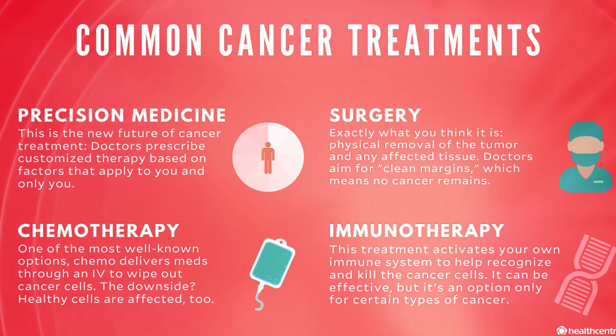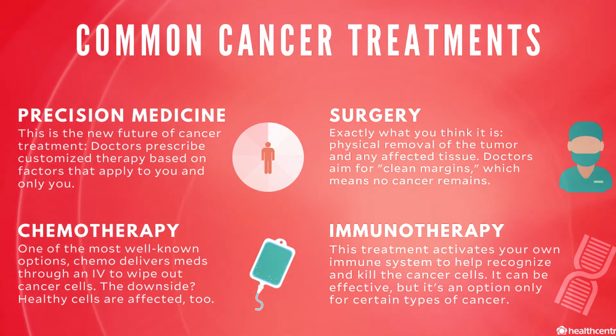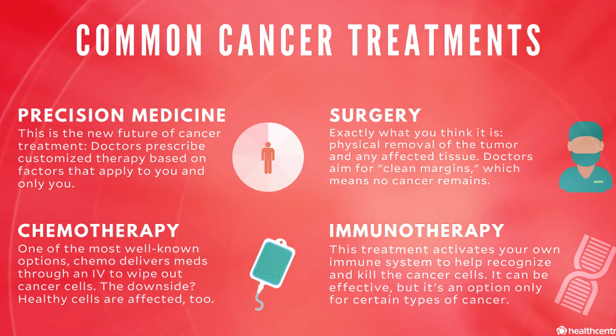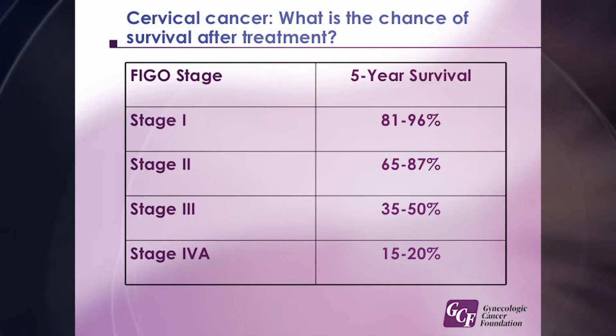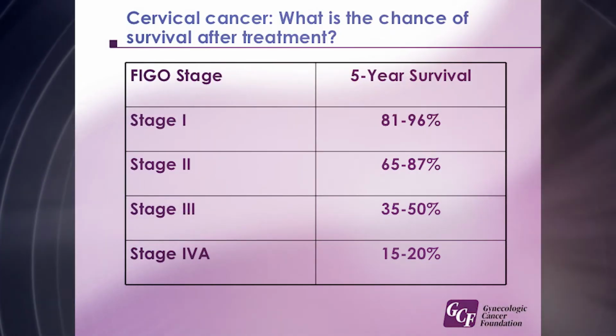We do have chemotherapy, which is medicine that is sent through an IV to wipe out cancer cells. The downside of that is healthy cells are affected too. We do have immunotherapy. This treatment activates your own immune system to help recognize and kill the cancer cells. It can be effective, but it's an option only for certain types of cancer. Radiation, where they focus radiation to pretty much zap the cancer and kill the cancer cells itself.